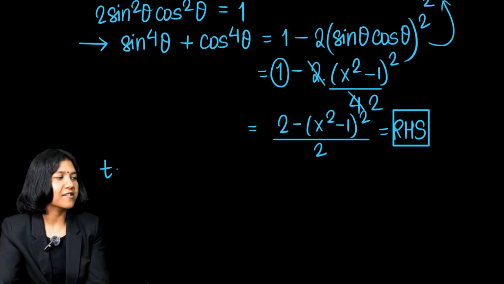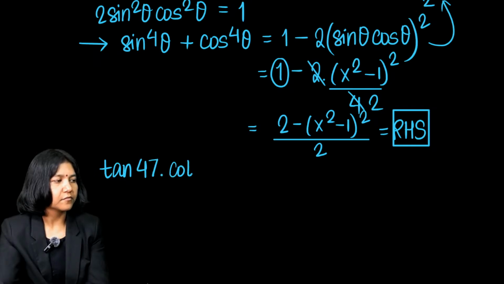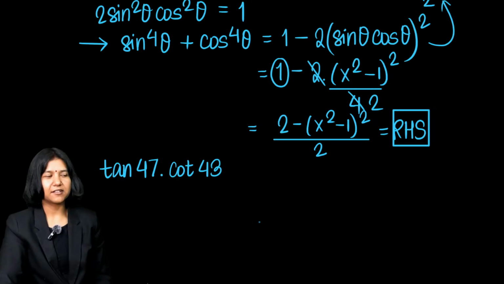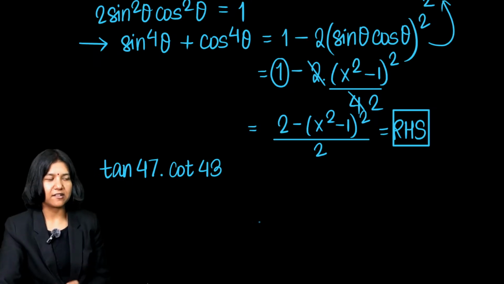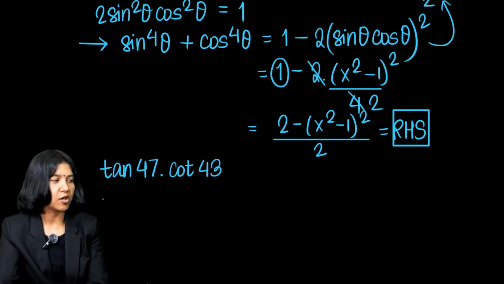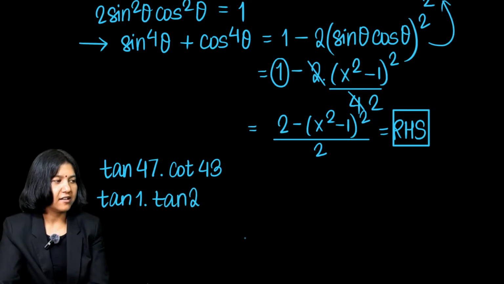What they'll give you is tan 47 times cot 43. Evaluate. Now this is a pretty simple example I've considered. So you should know a question like this will now be given in many terms, like tan of 1 times tan of 2, okay, and like that, okay.